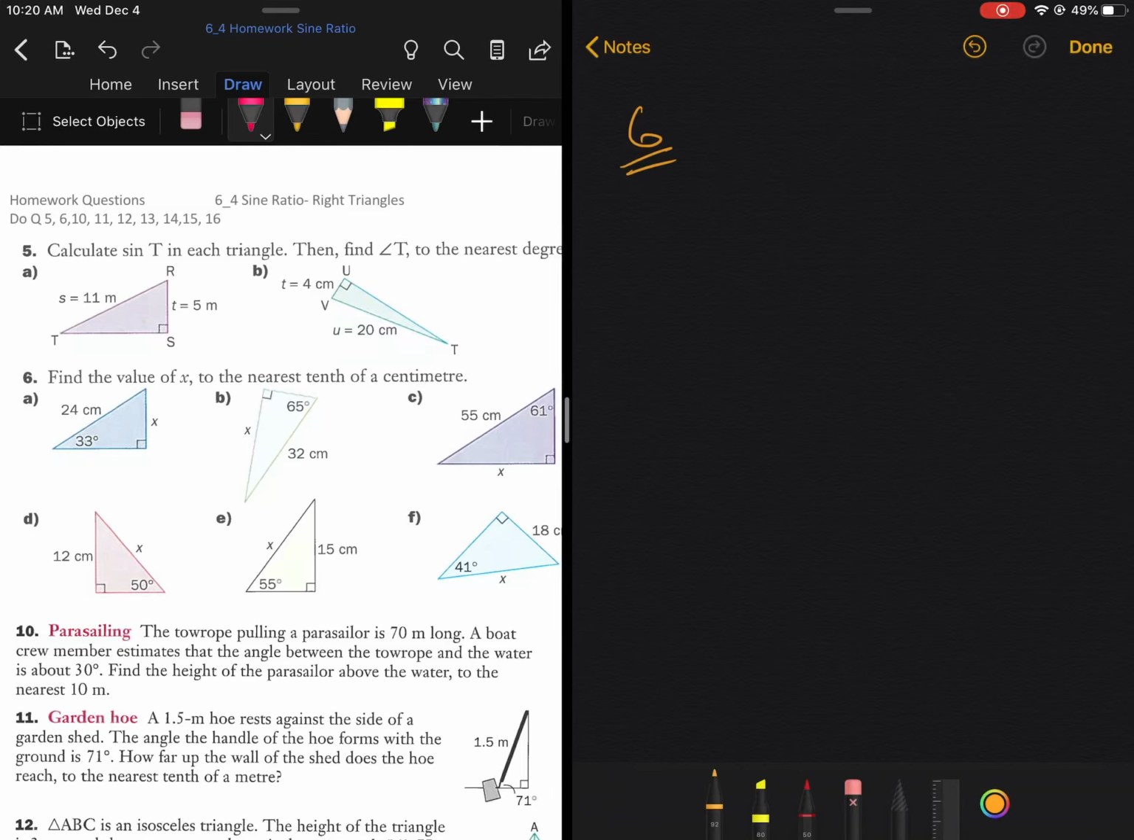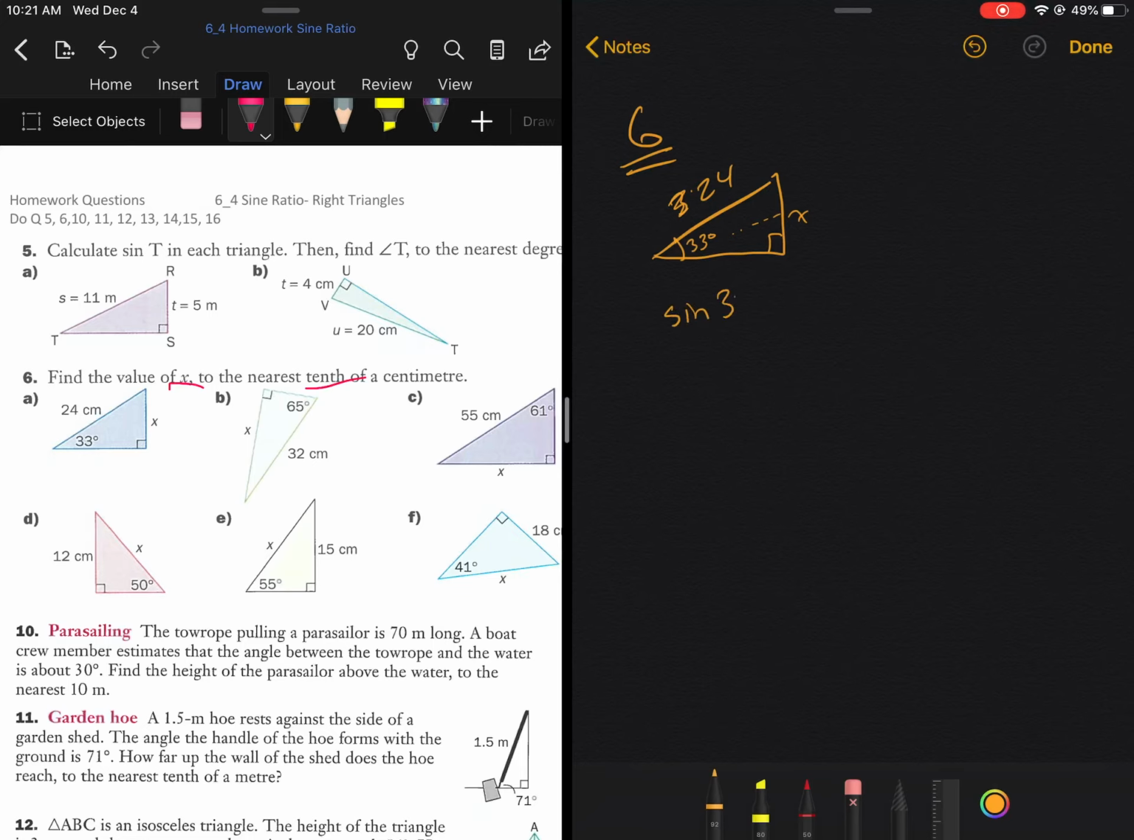Question 6. Find the value of x to the nearest tenth of a centimeter. So let's find x. I have a right angle triangle. 33 degrees. Opposite to that is x. My hypotenuse is 24 centimeters. So how do I find x?